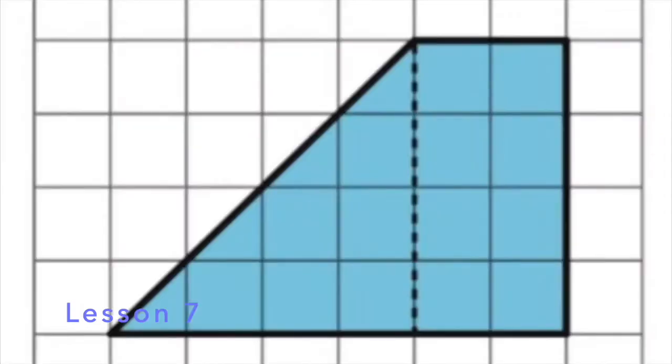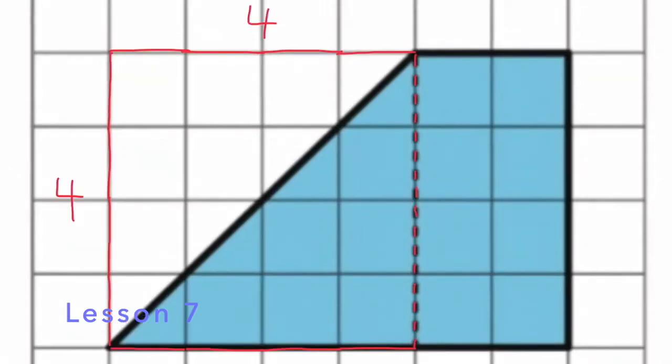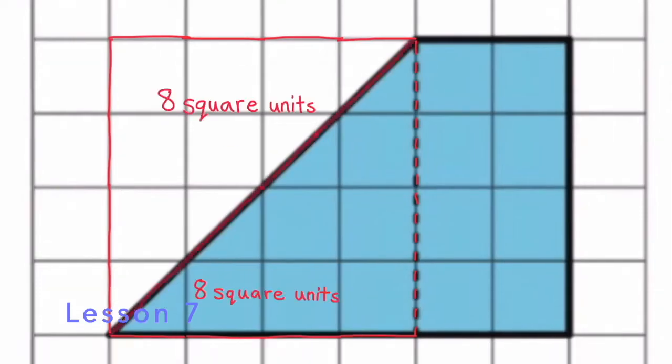Here's a closer look at the dashed line that Claire drew. The result is 2 shapes, one on the left, one on the right. The shape on the left is a triangle, which is half of this square. The dimensions of the square would be 4 by 4. That would give the area of the square 16 square units. The shaded region is a triangle, which is exactly half the area as the square. The area of the triangle would be 8 square units.